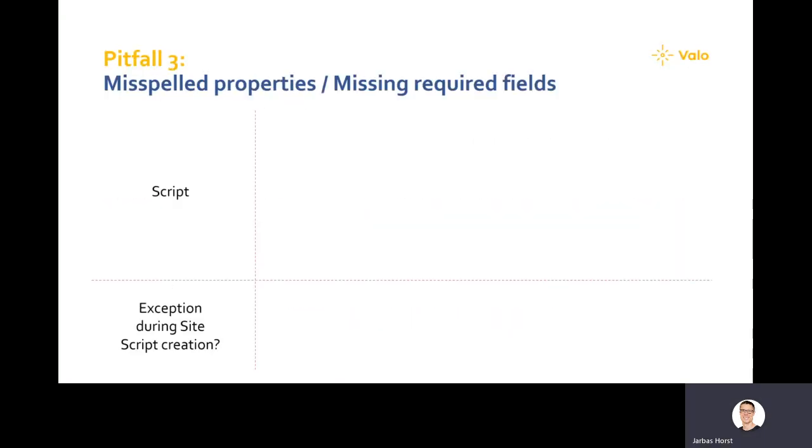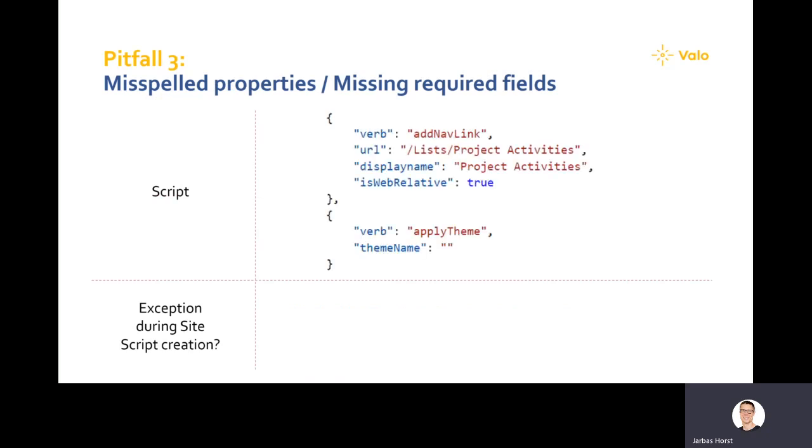The next pitfall is about misspelled properties and missing required fields. Basically this is the script that I have, and I'm still trying to add the project activities list to the left navigation, and I want to apply a theme. As you can see here, something is wrong with my script. If I try to create this script as a site script, I end up with no exception, although something is really wrong here. Now, what's wrong?